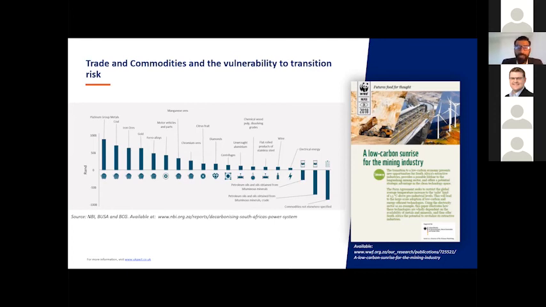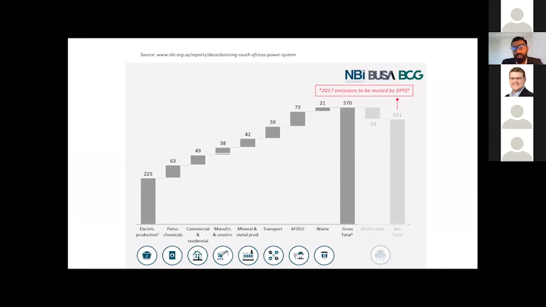WWF also produced a report called the Low Carbon Sunrise for the Mining Industry, which also highlights certain sectors that will be exposed to the transition risks and that could suffer significant financial impact losses from the transition to a more sustainable future.